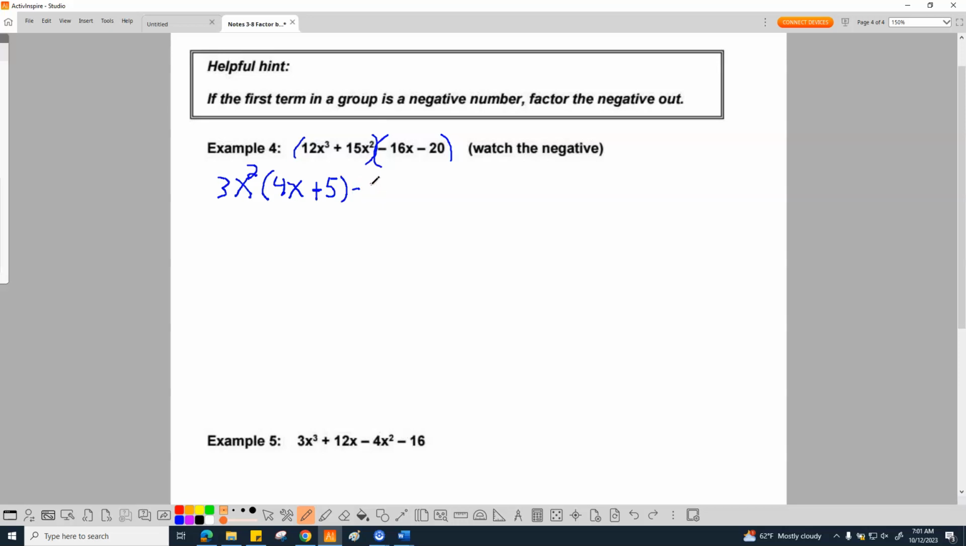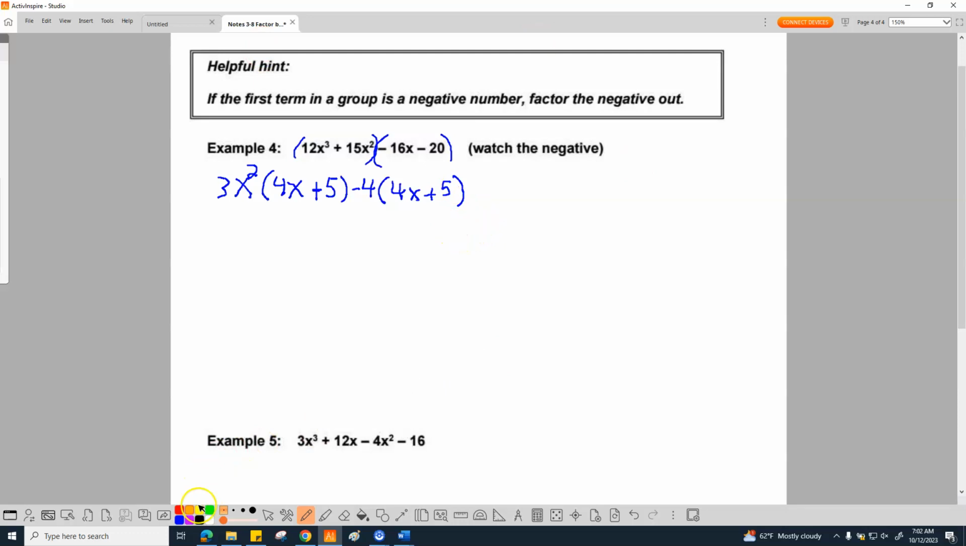Negative 4. Here it goes. Negative 16 divided by negative 4 is a positive 4, which leaves us with an x. Negative 20 divided by negative 4 is a positive 5. And for all of you who don't have your times table and negatives are terrible for you, I'm so sorry. This section is awful for you.